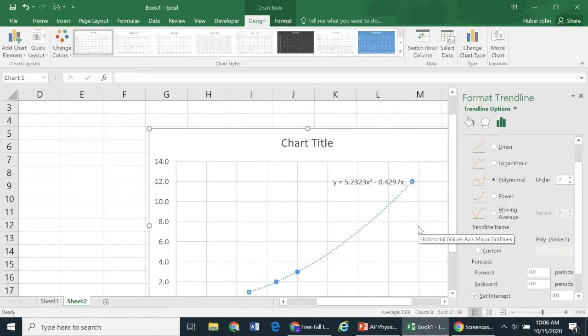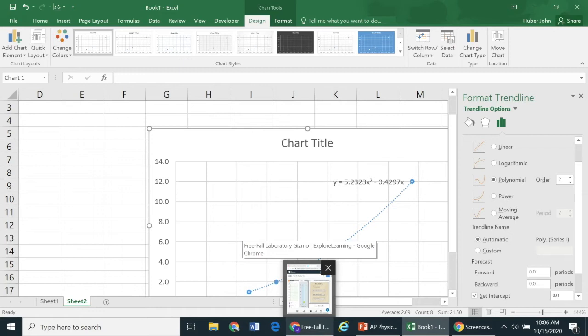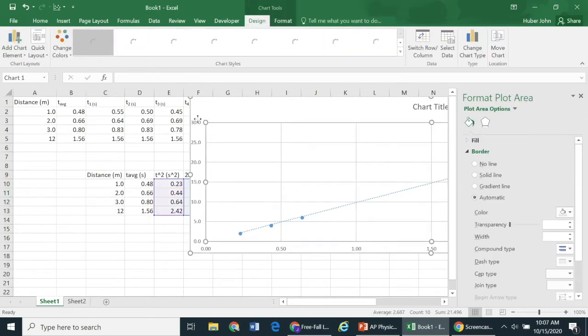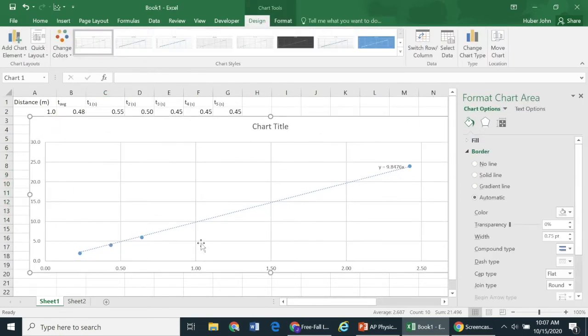The number attached to that t squared term in the position function is 5.2323. Notice if I set the intercept, it barely changes it because my y-intercept was small. And so if we call it 5.23, then when we double it to find our acceleration, we get 10.46. And that would be 10.46 compared to 9.85.